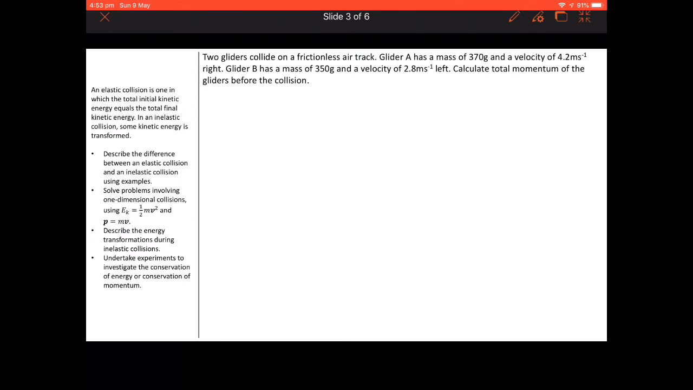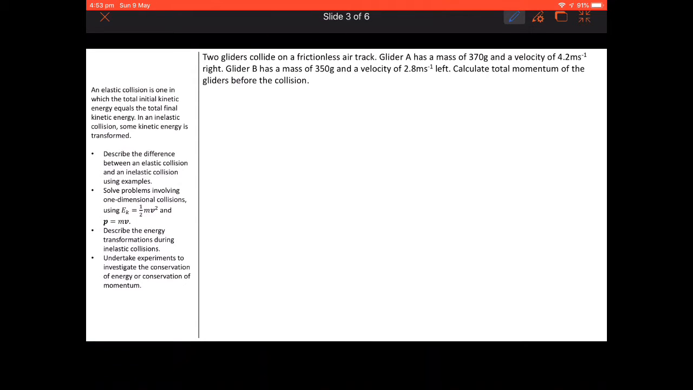So, two gliders collide on a frictionless air track. Glider A has a mass of 370 grams and a velocity of 4.2 meters per second to the right. Glider B has a mass of 350 grams and a velocity of 2.8 meters per second to the left. Calculate the total momentum of the gliders before the collision.